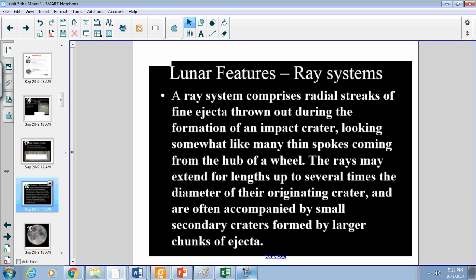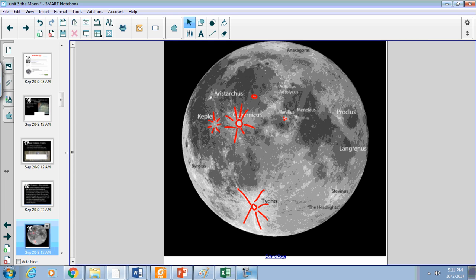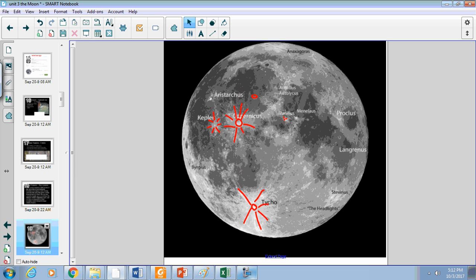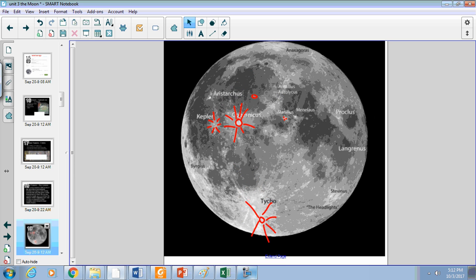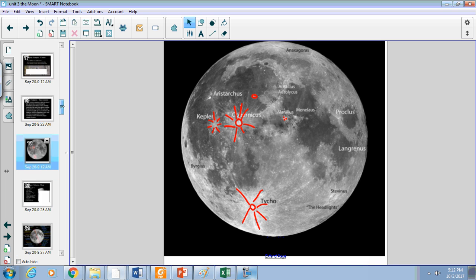But you can see it here on the moon when we look over here at Kepler, Copernicus, and my personal favorite, Tycho. You can see these ray systems kind of going out in these spheres, and I can actually move my drawing on here so that you can see them. So see, there's a crater in between, and these rays are going out around it. There's Kepler, and of course, Tycho. I like Tycho.